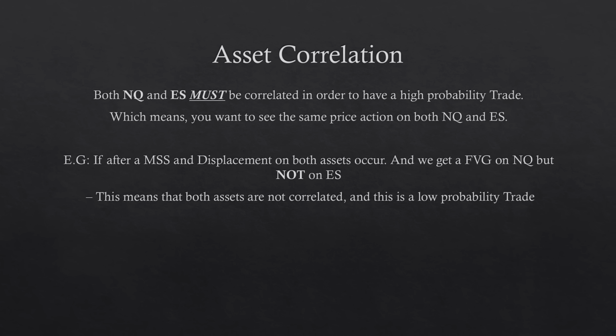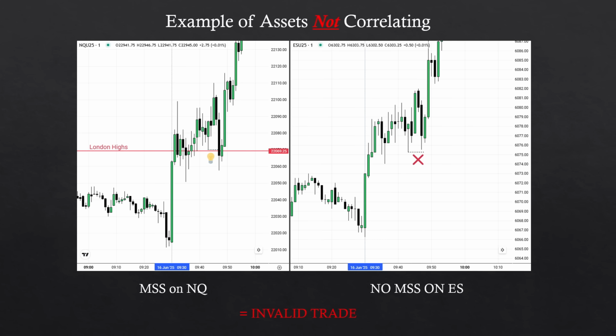Now, coming into one of the most important topics that nobody really talks about, but it's very crucial, is asset correlation. What asset correlation is essentially: both NQ and ES must be correlated in order to have a high probability trade, which means you want to see the same price action on both NQ and ES. For example, if after a market structure shift and displacement on both assets we get a fair value gap on NQ but not ES, this means that both assets are not correlated, and this is a very low probability trade. You always want to see both assets doing the same thing, not exactly identical, but extremely close.